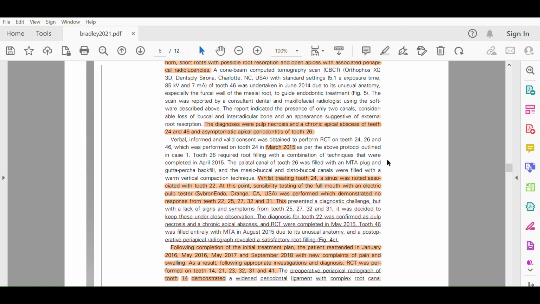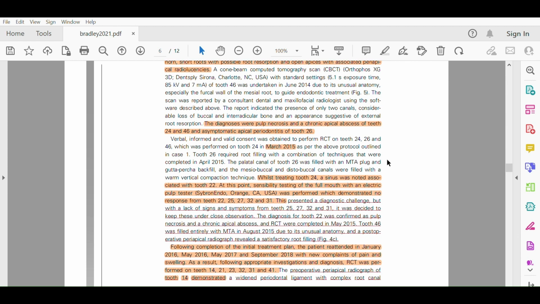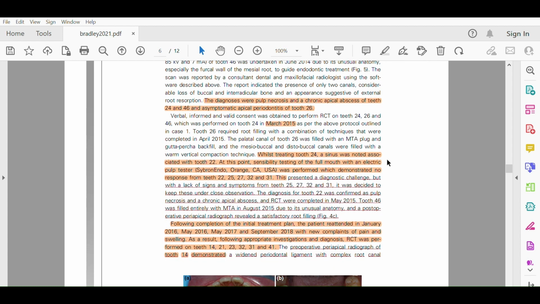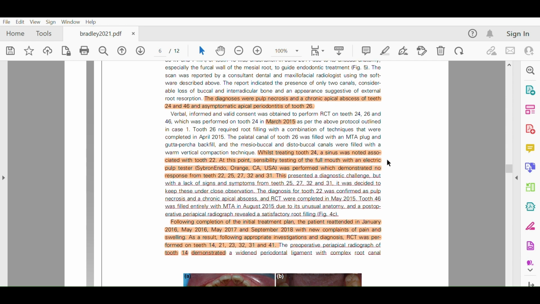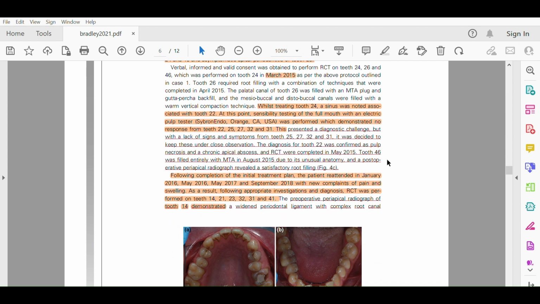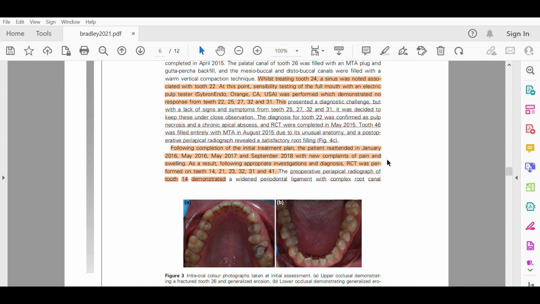While treating in 2015, a sinus was noted associated with tooth number 22. At this point, we decided to do sensitivity testing for the full mouth and found 5 teeth that didn't respond to the electrical pulp test. But intervention was not decided at that time. Following completion of the initial treatment plan, the patient re-attended in September 2018 with a new complaint of pain and swelling associated with 6 teeth.